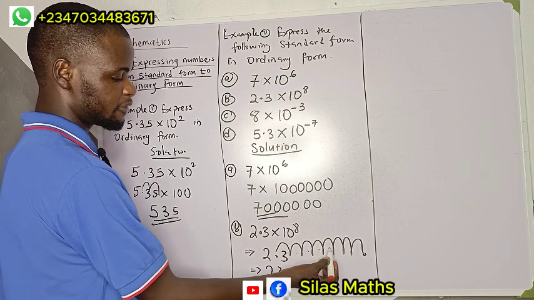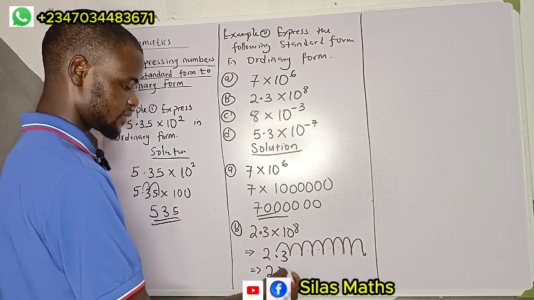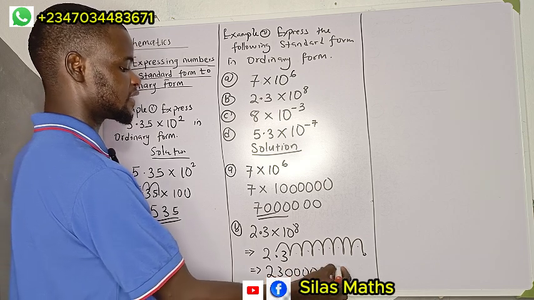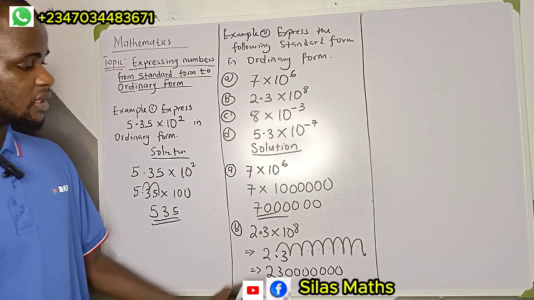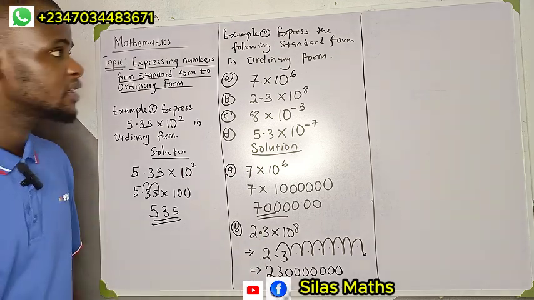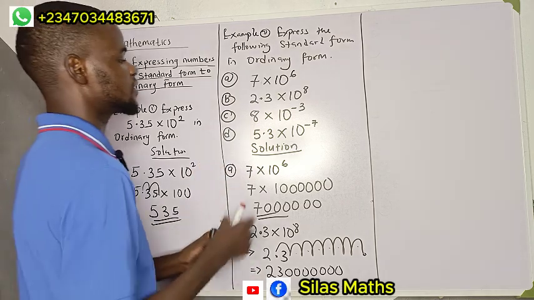1, 2, 3, 4, 5, 6, 7. 7 zeros. 1, 2, 3, 4, 5, 6, 7. So this is this number in ordinary form rather. Okay, let's jump into this one here.